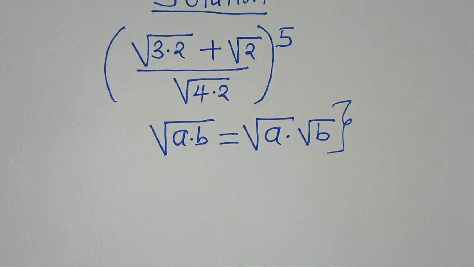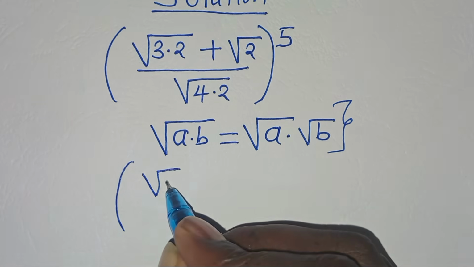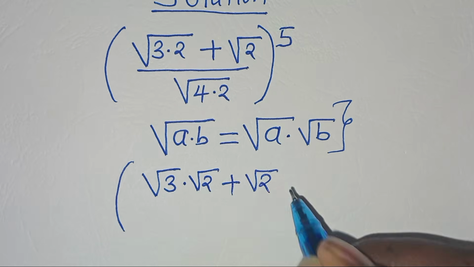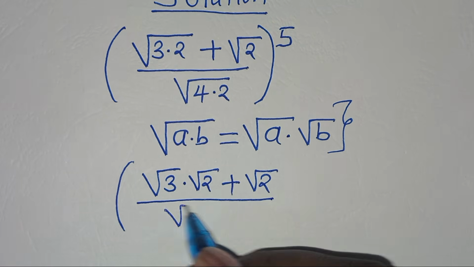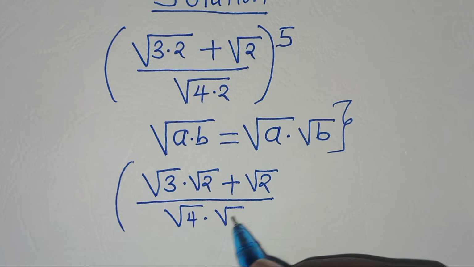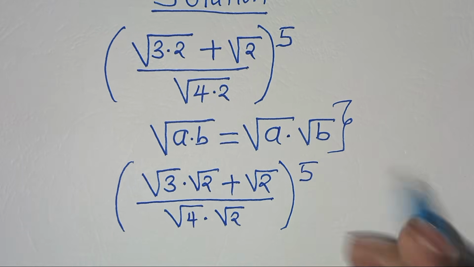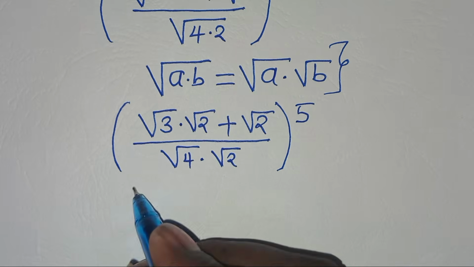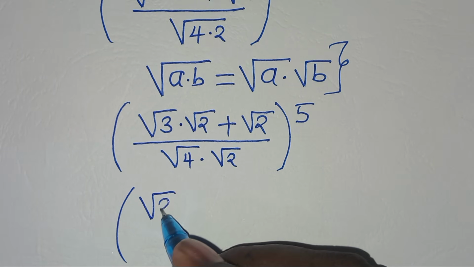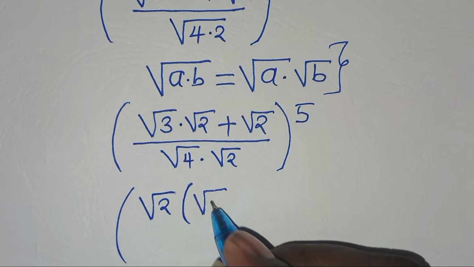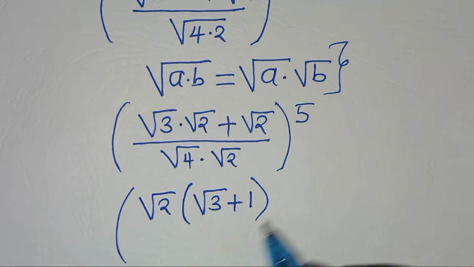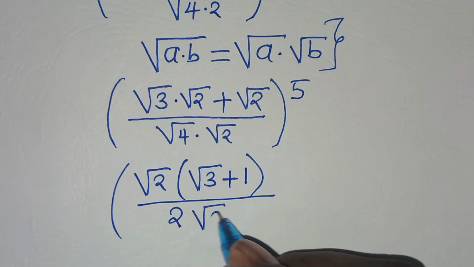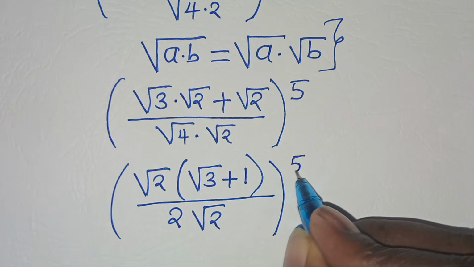Applying this property, we have square root of 3 multiplied by square root of 2 plus square root of 2, divided by square root of 4 times square root of 2, raised to the power of 5. Since the square root of 2 is common here, we can factor out square root of 2 into the parentheses. This is the square root of 3 plus 1, then divided by square root of 4, which is 2, multiplied by square root of 2, then raised to the power of 5.